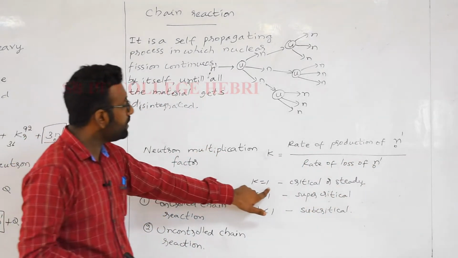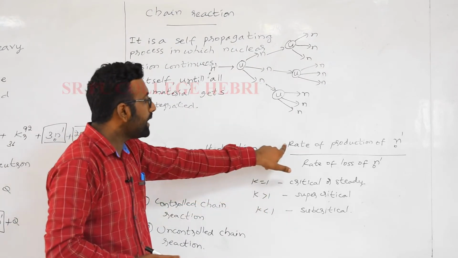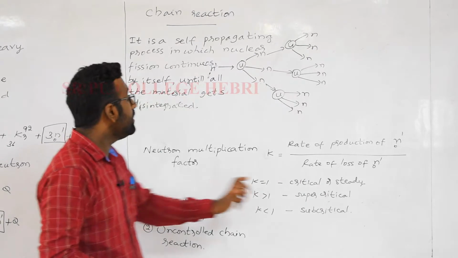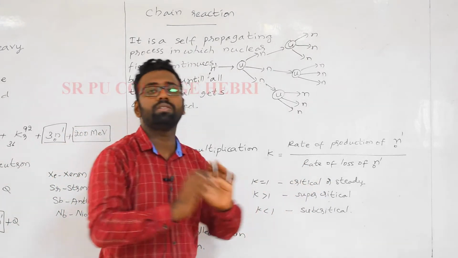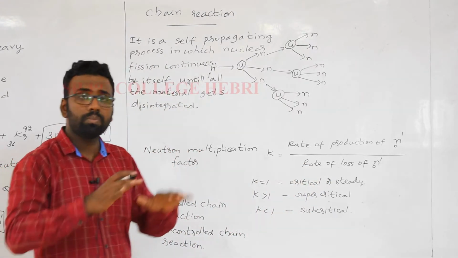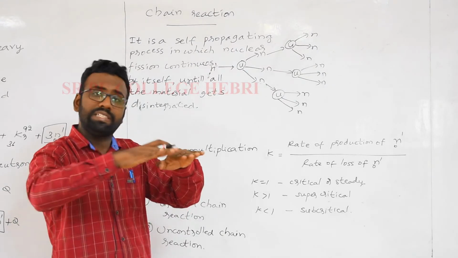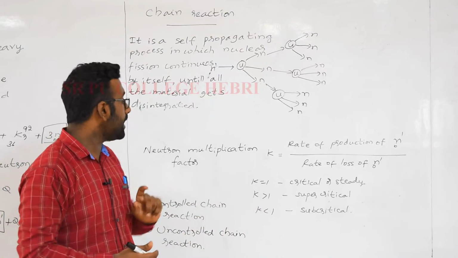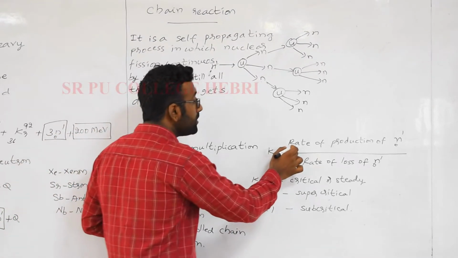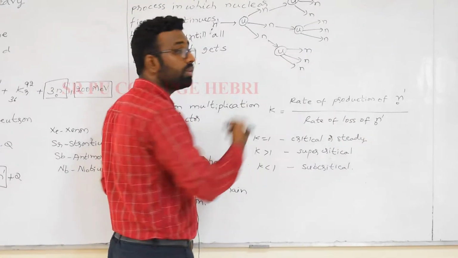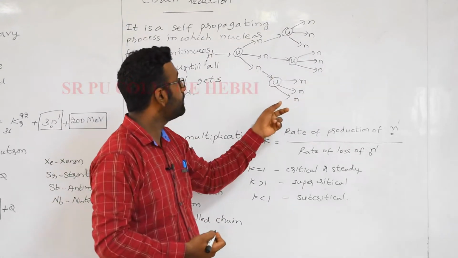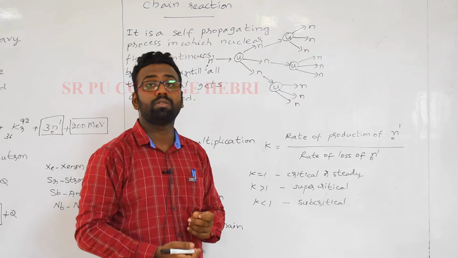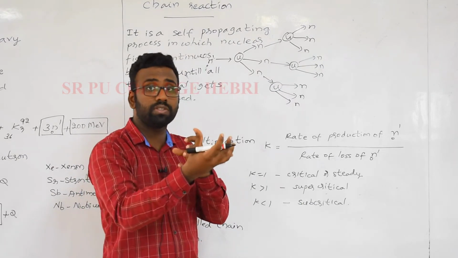When this k value is equal to 1, that means the rate of production becomes equal to the rate of loss, then we say that the process is critical or steady. That means it maintains itself. If the value is greater than 1, that means the production of neutrons becomes greater than the rate of loss. Then it is called supercritical. Supercritical means you are not able to control this reaction.